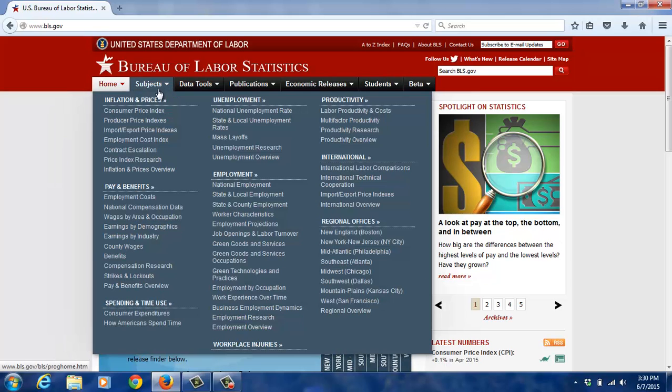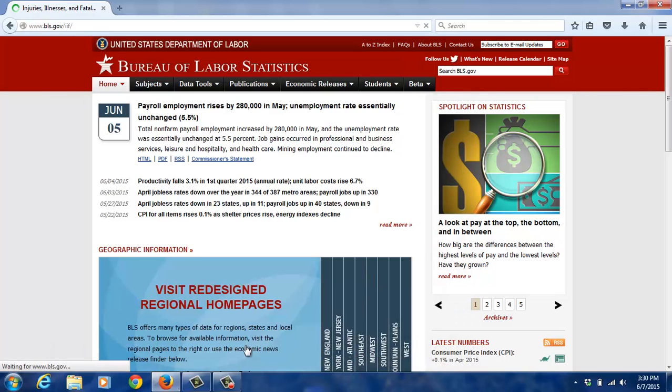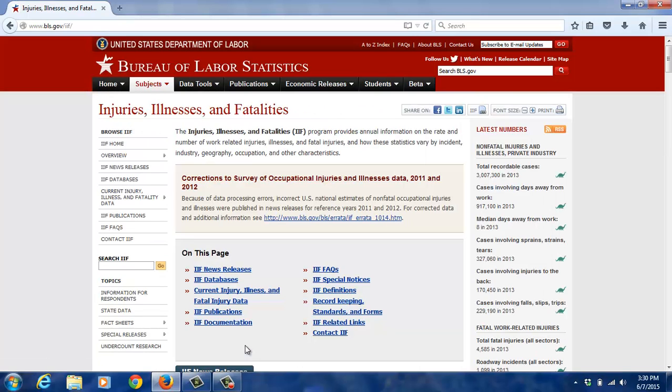Now if we go into subjects, I just put the cursor over the arrow, it brings down, and we've got inflation and prices, pay and benefits, spending and time use. In the middle we've got unemployment, employment, and here just hidden in the bottom is workplace injuries. I have a lot of students who have difficulty finding that. So now this is the link. I believe the link I provided goes directly to this page, which is injuries, illnesses, and fatalities.